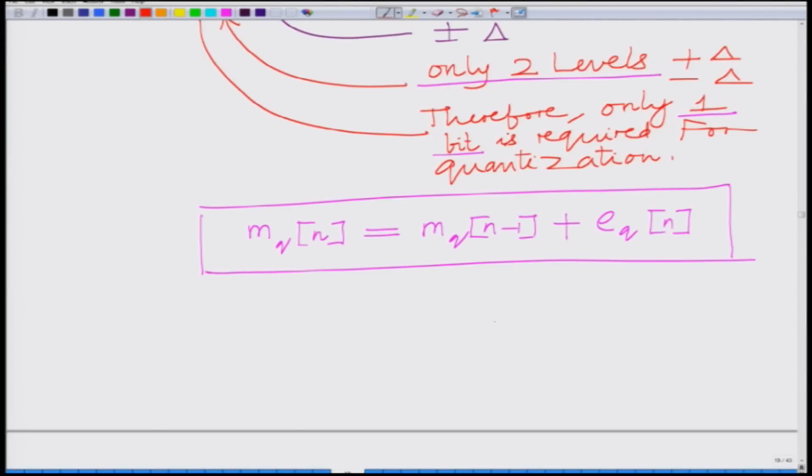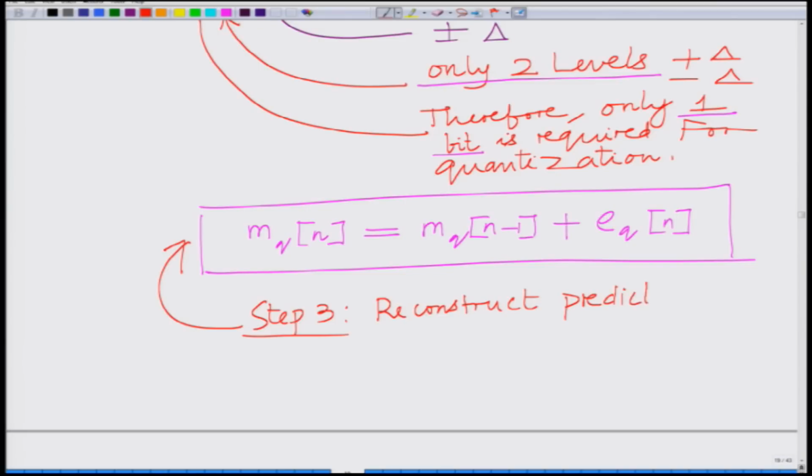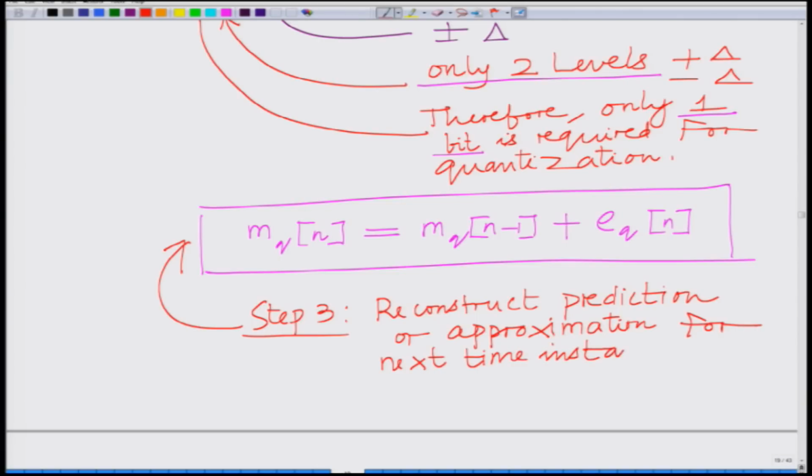Quantize the difference, and step 3 is basically to reconstruct the prediction, which is MQn, the reconstruction, but you can also say reconstruct, because this forms the approximation for the next time instant, and then this process will continue in the loop. All right. So, let us see how this works.